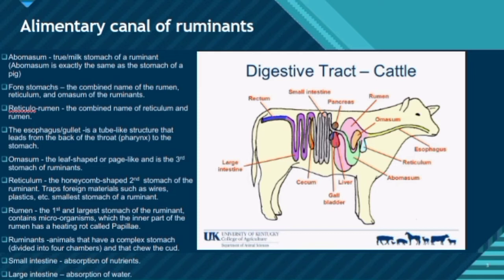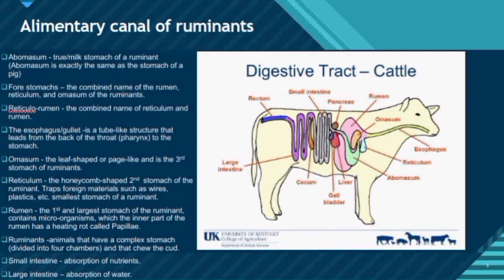When it goes back to the mouth, the foreign materials are left in the reticulum. If you read the definition, the reticulum has a honeycomb shape, and you need to know the shape. It is the second stomach of the ruminant, and it traps foreign materials such as wires, plastics, etc.